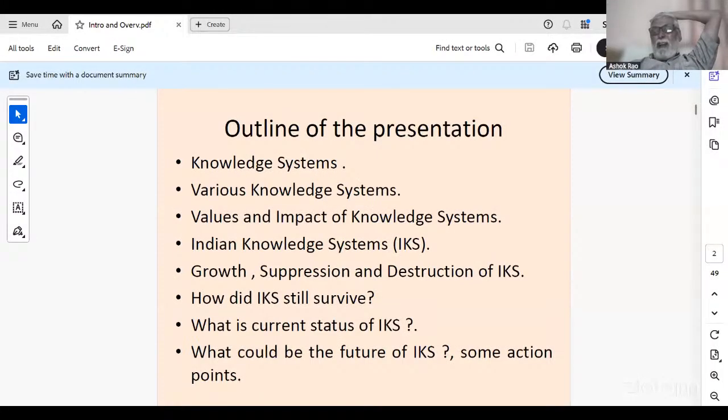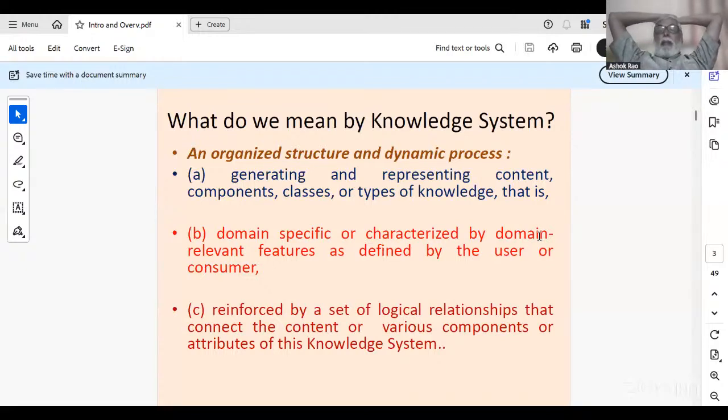Applications are very, very difficult in online mode. So what do we mean by a knowledge system? Basically, a knowledge system has two components. One is that it's a very organized structure, and it also has a dynamic process in it. So it appears contradictory, but when we expand it, we'll realize what it really means.